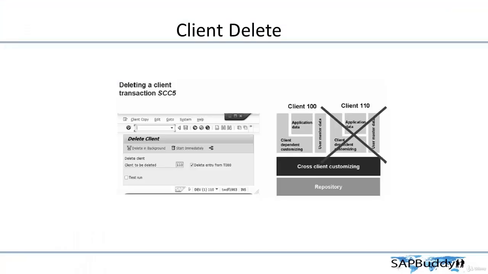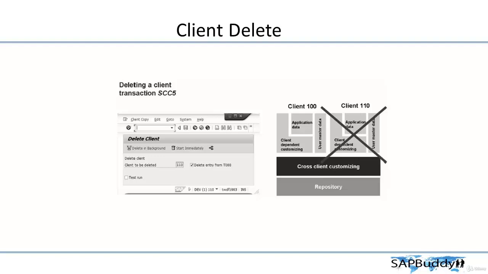Next we will see client deletion. So far what we have seen is client creation and client copy. We will see how we can delete a client from an SAP system. To delete an SAP client, first you need to log into the specific client which you want to delete. Then you run the transaction code SCC5. Then you can start the deletion from the specific client itself.